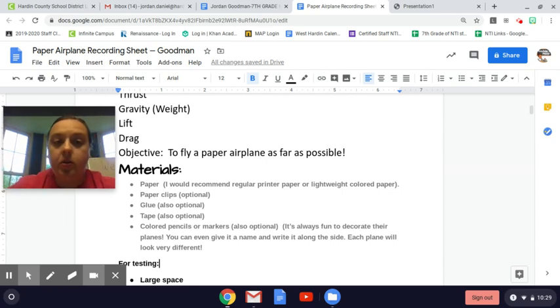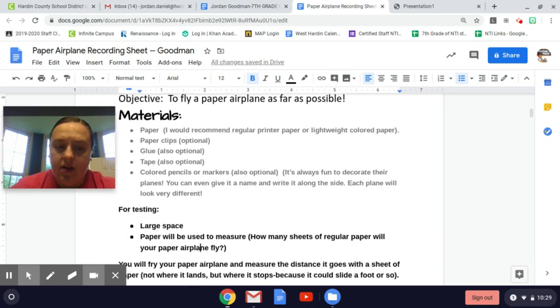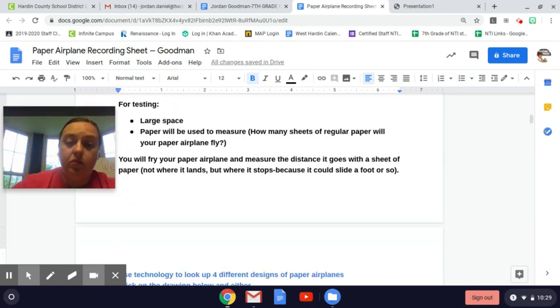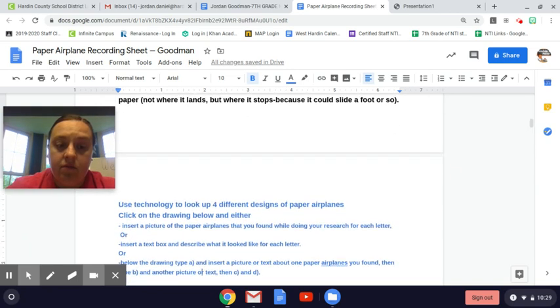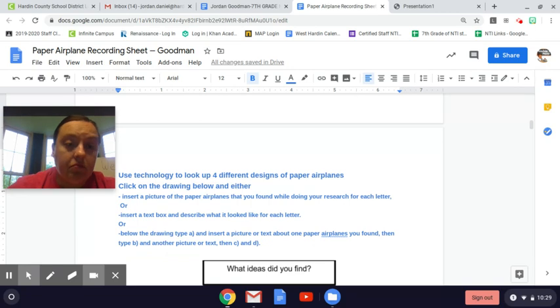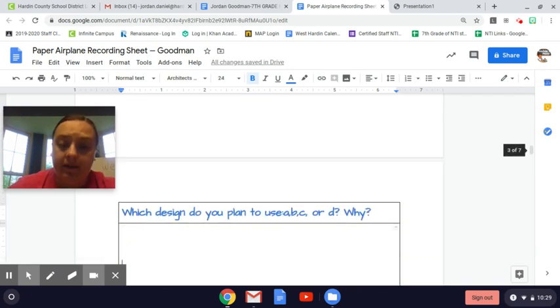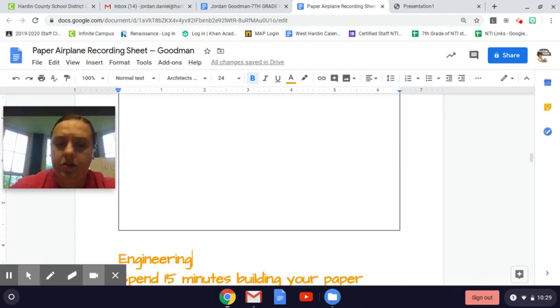For the technology part, you should have looked up different ways to build a paper airplane, and then you were supposed to pick the one that you think was the best. As long as it fits within the criteria, you're good. Engineering should have come next. Engineering would be you built the plane. You folded your paper, you colored on it, whatever you did. You engineered your plane. So that's what should have come next.